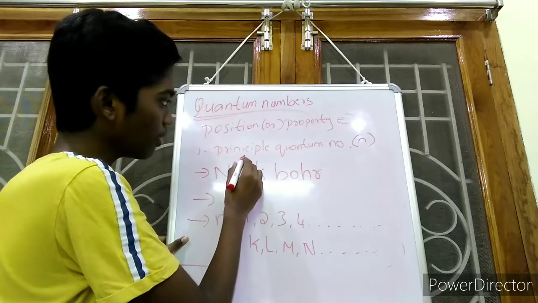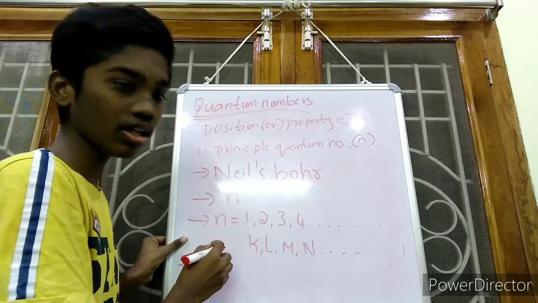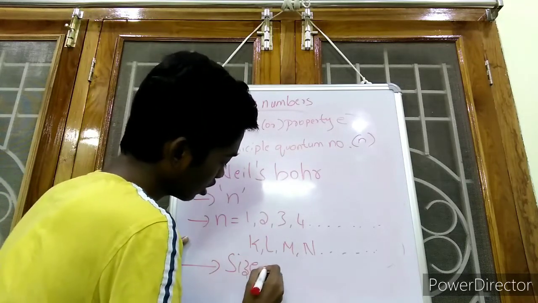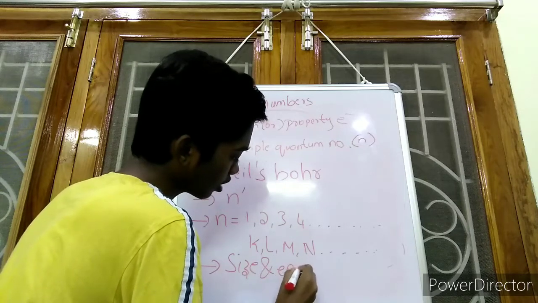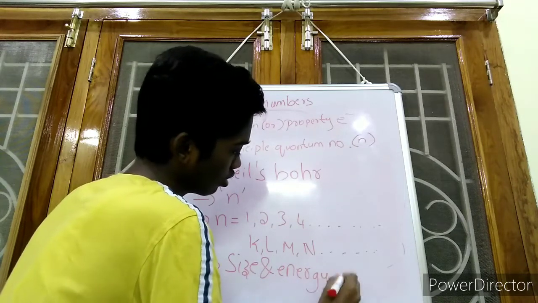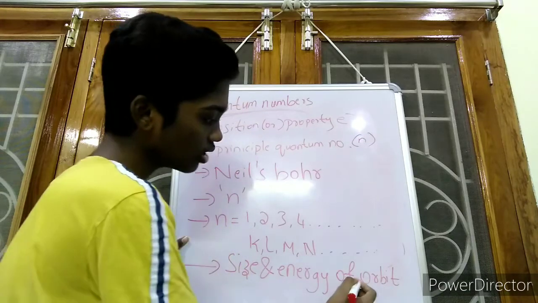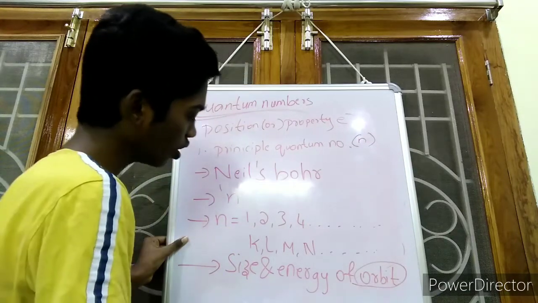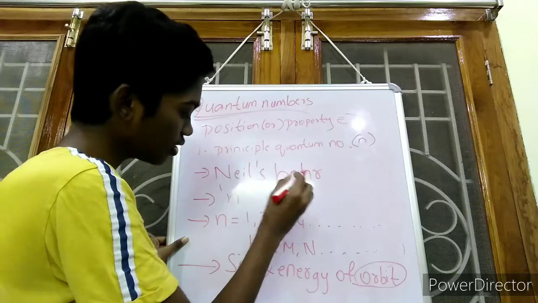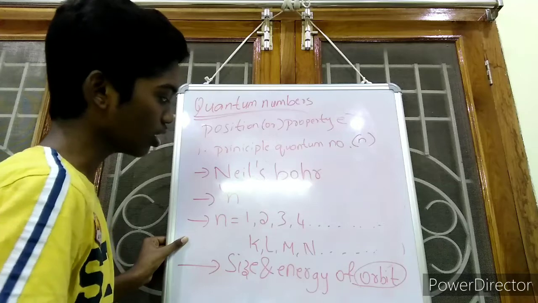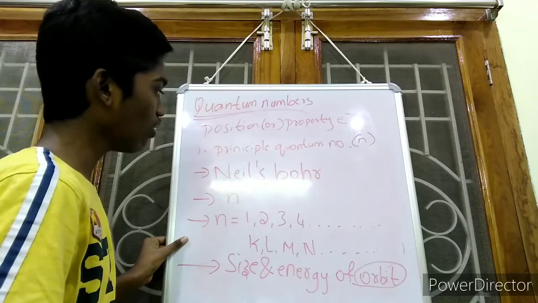This principal quantum number gives the information about the size and energy of an orbit. In atoms there are several orbits present. So this principal quantum number helps us in giving information about the size and energy of that orbit. So this is about the principal quantum number.